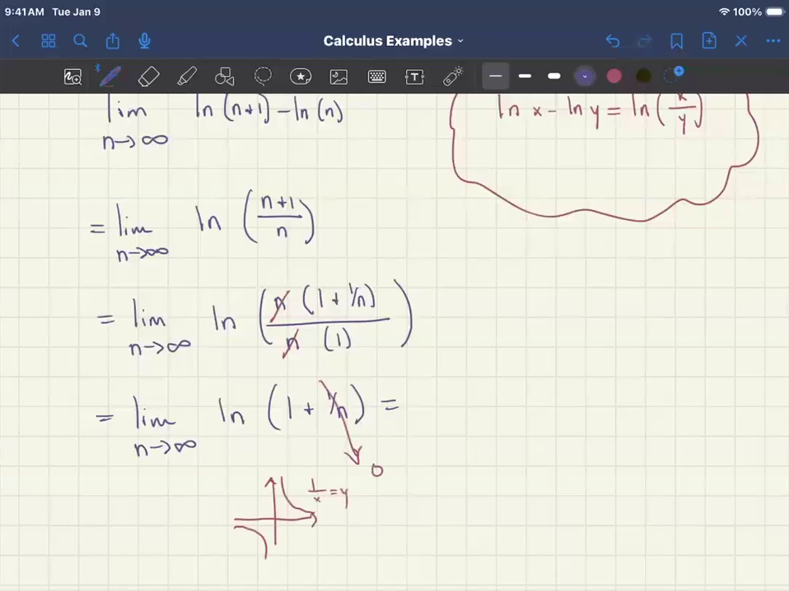So we are looking at the natural log of 1, and the natural log of 1 is always going to be 0.